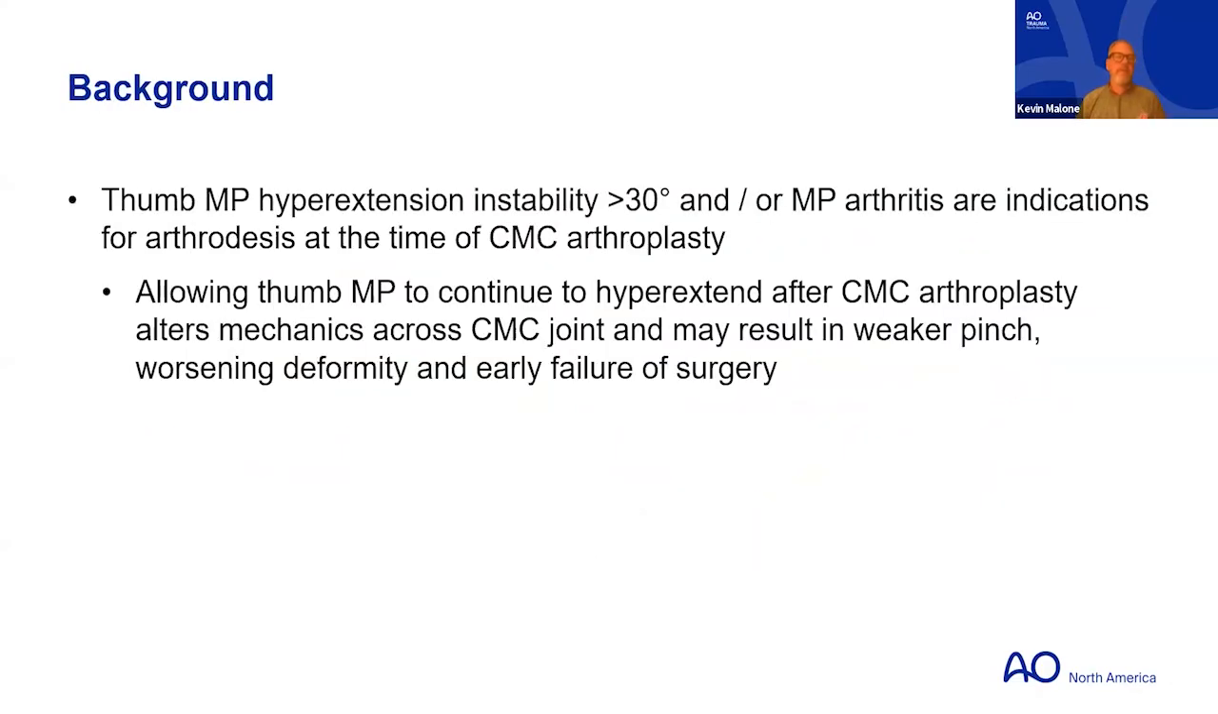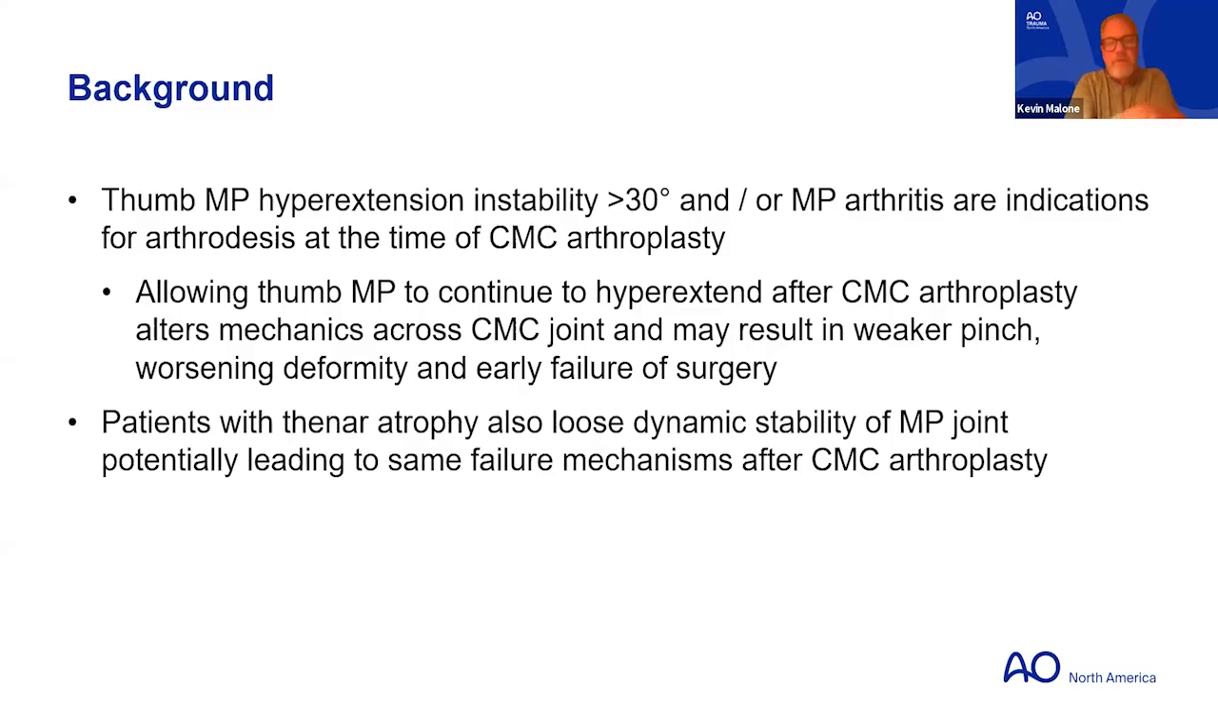And so the background here, and we've talked about it earlier tonight, is the difficulties that are present with patients who have thumb MP joint hyperextension instability. Typically hyperextension instability greater than 30 degrees and/or MP joint arthritis are indications for arthrodesis at the time of CMC arthroplasty. Allowing the thumb MP to continue to collapse into hyperextension after CMC arthroplasty will alter your mechanics across your CMC joint and may result in weaker pinch, worsening deformity, and early failure of surgery.